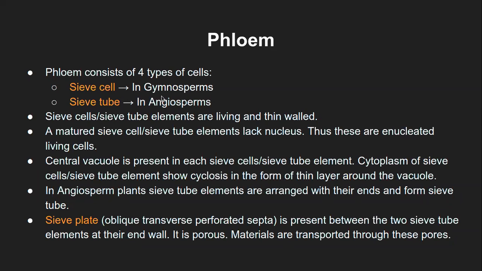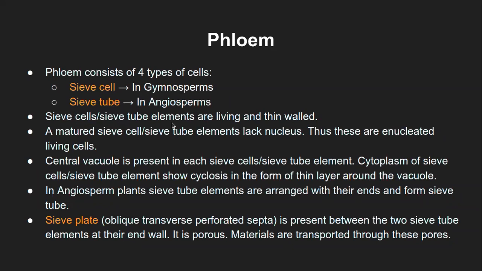Now, why are they called differently? Because they are present in different types of plants. The major categories of plants are gymnosperms and angiosperms, the non-flowering and flowering types of plants and so on, right? We need not go into those details. I'm sure you learned this last year in plant kingdom classification. What is gymnosperm and what is angiosperm? If not, you can just quickly Google it after the class and you will understand the difference. It's very simple. So these sieve cells are present in gymnosperms and sieve tubes are present in angiosperms.